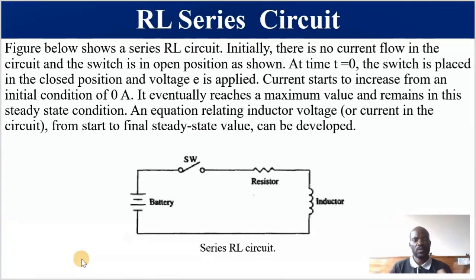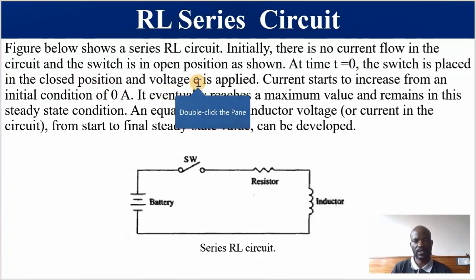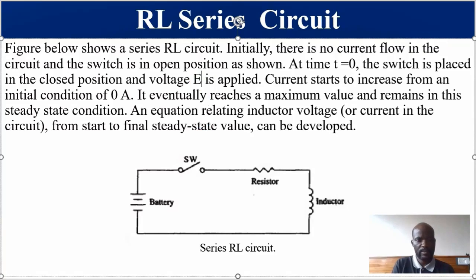We are done with RC. We are now going to look at the RL series circuit, and this is our R, this is our L, and we are now going to find the transfer function. Initially there is no current flow in the circuit and the switch is open as shown, and at t equals 0 the switch is placed in the closed position, and our voltage, normally I prefer using a capital letter E, is applied. The current starts to increase from an initial condition of 0 amps.